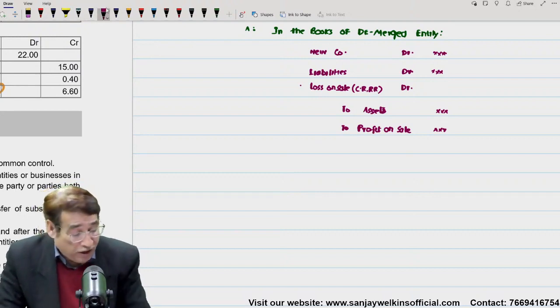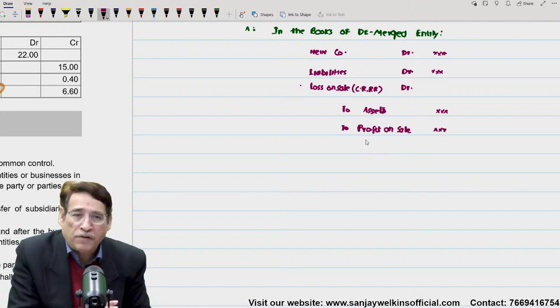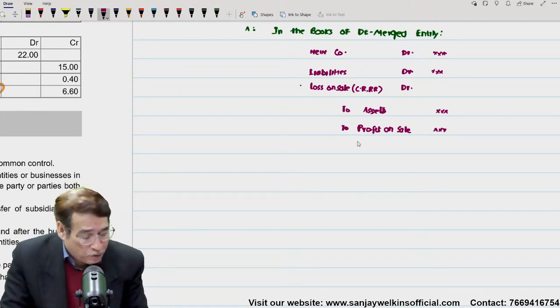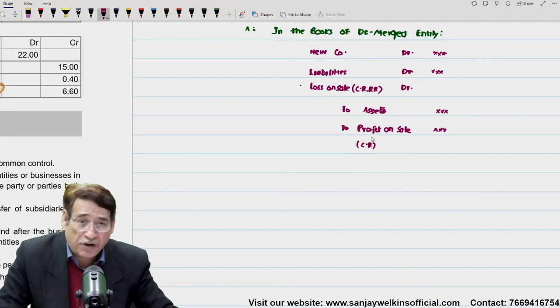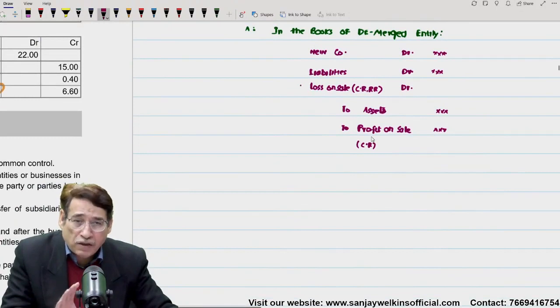Now regarding profit, if there is a profit, the rule is that profit will always be credited to capital reserve. So instead of passing another entry, profit on sale account debit to capital reserve, you simply write in bracket capital reserve. So you will avoid writing unnecessary entries. Is it clear to you or not? Till up to this stage, things are clear.